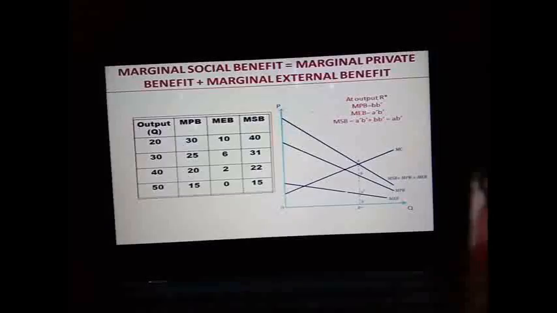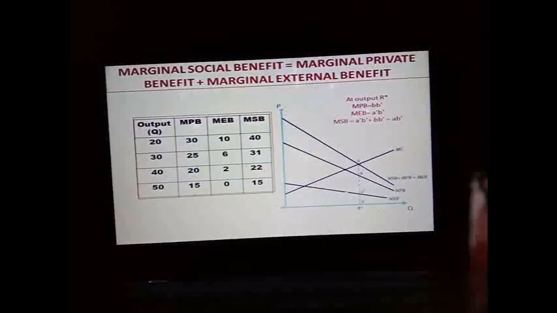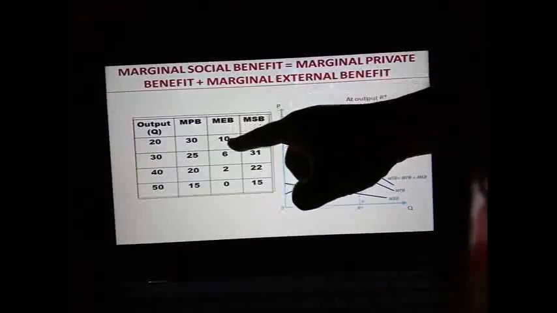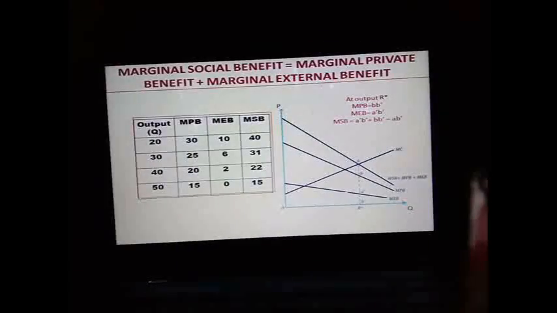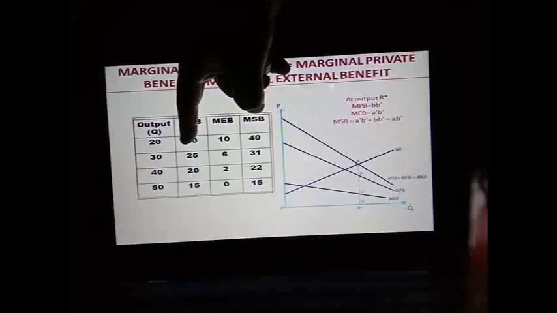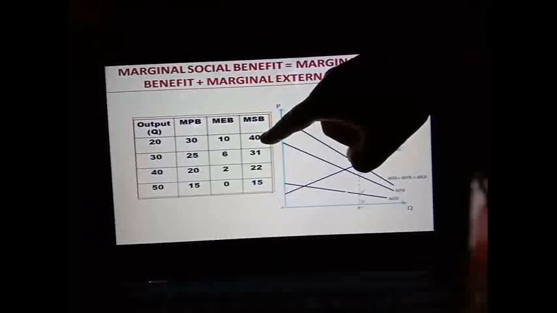And along with our marginal private benefit, there is the marginal external benefit that is enjoyed by our society, and as our quantity increases, our marginal external benefit also gets reduced. Now if we add both for each quantity, our marginal private benefit and marginal external benefit, then we get our marginal social benefit.